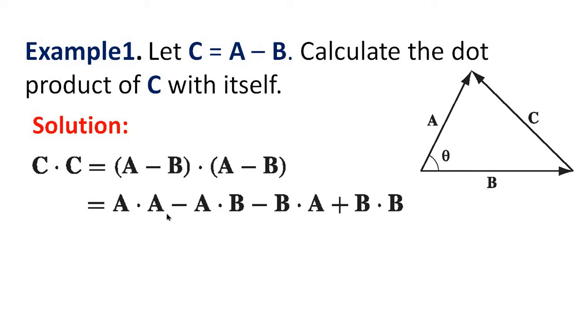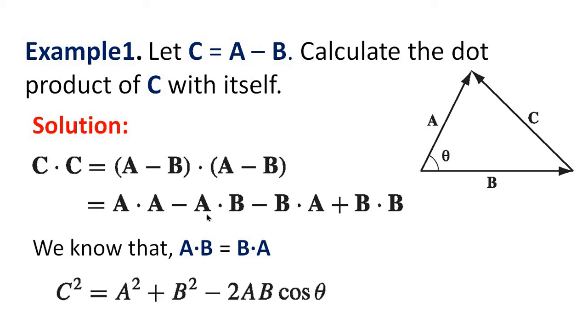We know that A dot A equal to A square, B dot B equal to B square. Also we know A dot B equal to B dot A. So the first term will be A square and the last term will be B square. The middle term will be minus A dot B minus A dot B, or minus 2 A dot B, or minus 2AB cos theta. So C square equal to A square plus B square minus 2AB cos theta. It is the law of cosines.